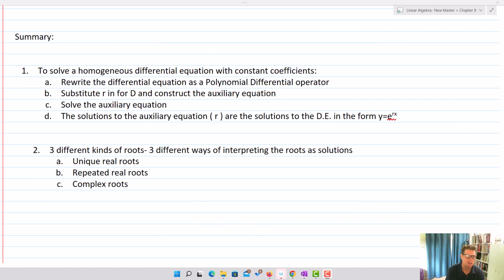So just to summarize, to solve a homogeneous differential equation with constant coefficients, we rewrite the differential equation as a polynomial differential operator. Then we substitute r for D and construct the auxiliary equation. Then we solve the auxiliary equation, and the solutions to the auxiliary equation are the solutions to the DE in the form y equals e to the rx. We have 3 different kinds of roots and 3 different ways of interpreting them, and we showed some examples and went through that whole process. We either have unique real roots, repeated real roots, or complex roots. Those are our options in terms of dealing with the solutions to these homogeneous differential equations. So that completes the lecture.